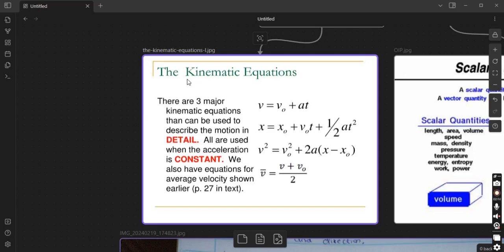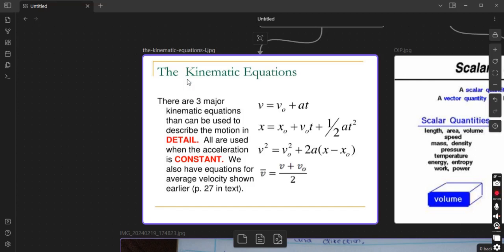We have the third equation, which states that v squared is equal to v naught squared plus 2a times change in x. We know that change in x is equal to x final minus x initial. Okay, these are the three major kinematics equations that can be used to describe motion. As the lecturer stated, they are all used when the acceleration is constant. We can say that our acceleration is constant when the change in acceleration is equal to 0 meters per second squared.